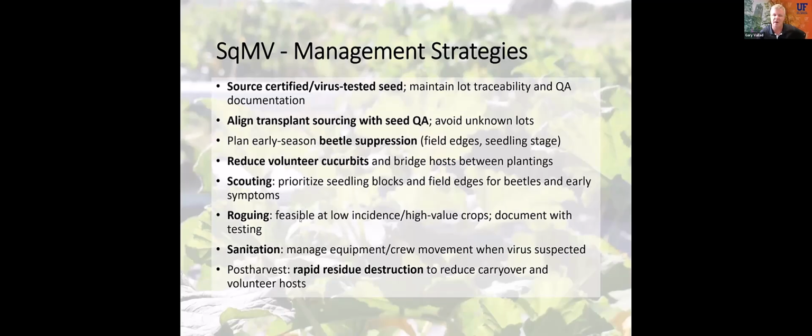But also keep in mind, because it is mechanically transmitted fairly easily, to be careful about maintaining sanitation, which is the other part of this: managing your equipment and crew movement when you suspect that the virus is present in the field, to limit its movement to non-infected plants. And of course, in the post-harvest area, make sure there's a rapid destruction of residue that can help limit carryover and volunteer hosts to subsequent seasons.